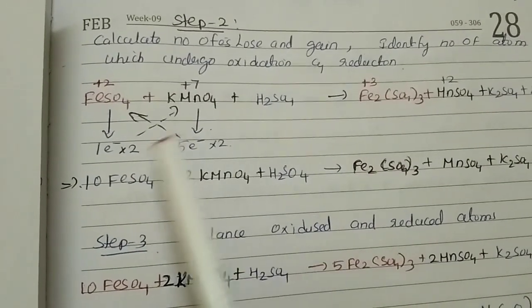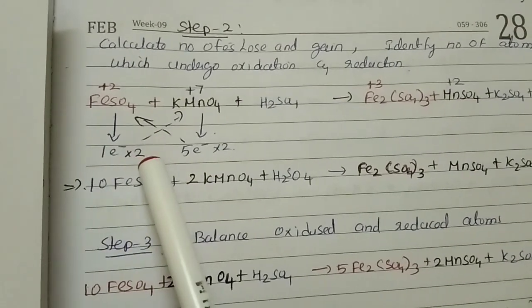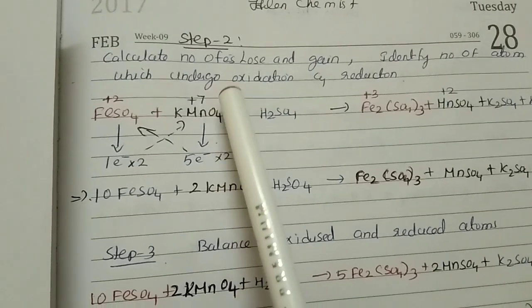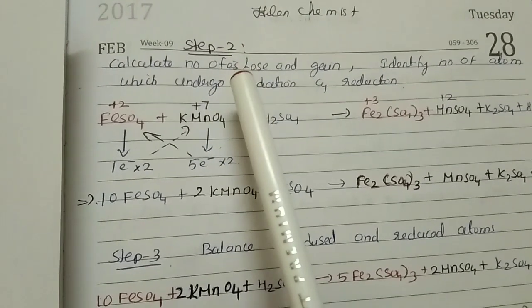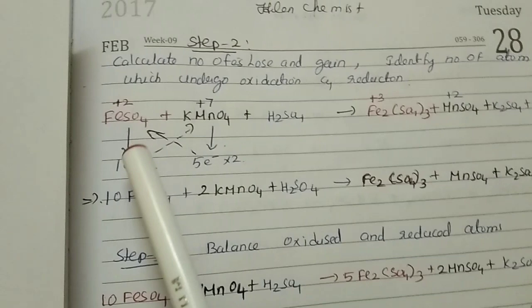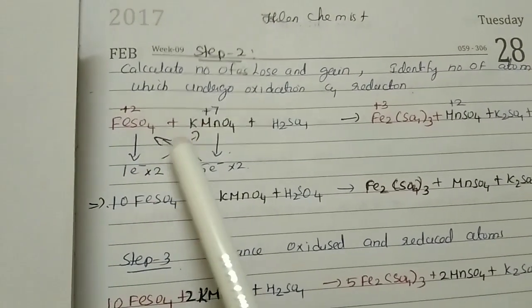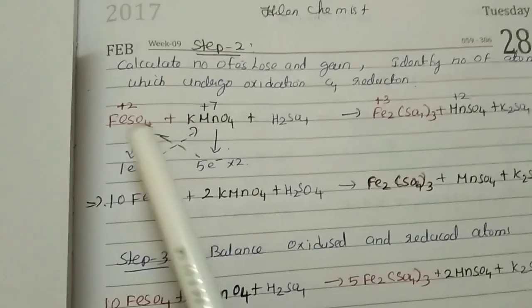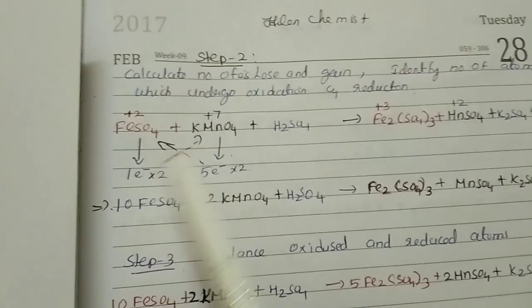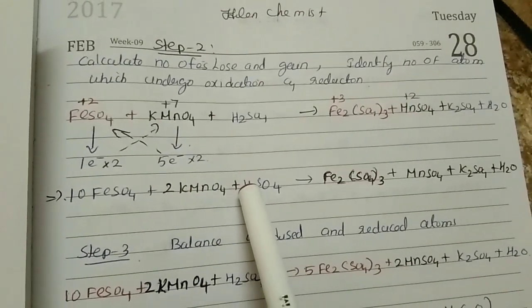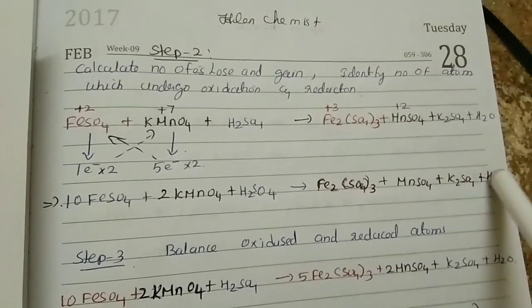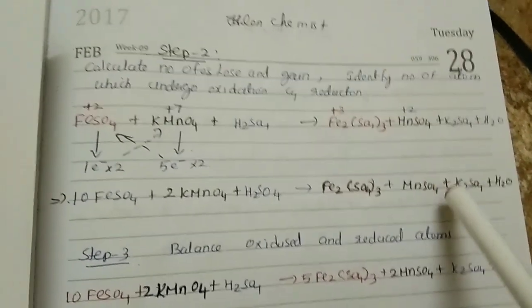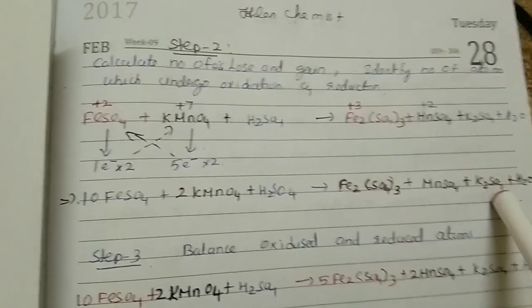So you have to multiply 2.1 electron into 2 and 5 electron into 2. Okay. So in step 2 you have to calculate the number of electrons and number of atoms. Then doing cross multiplication, you are getting 5 into 2, 10 FeSO4, 2 KMnO4 plus H2SO4. Remaining balance like that: Fe2(SO4)3 plus MnSO4 plus K2SO4 plus H2O, like that.